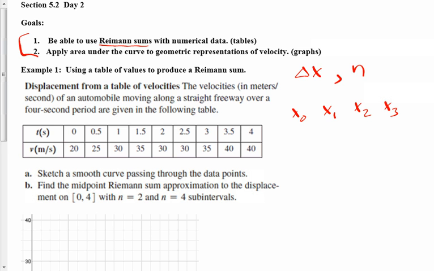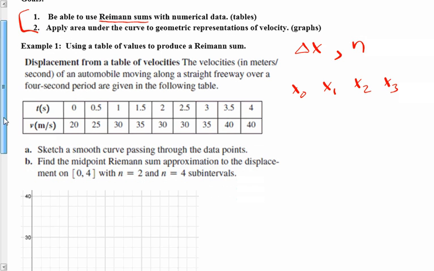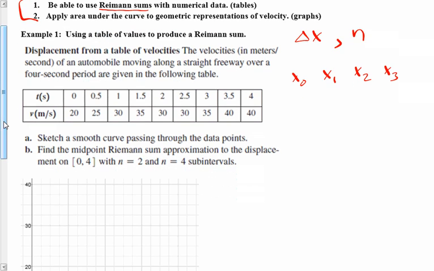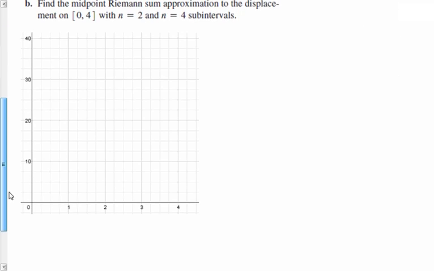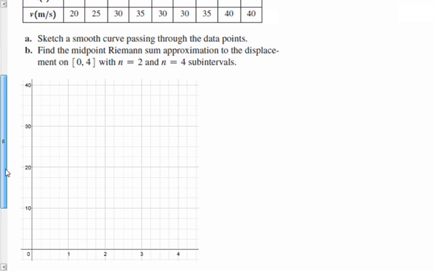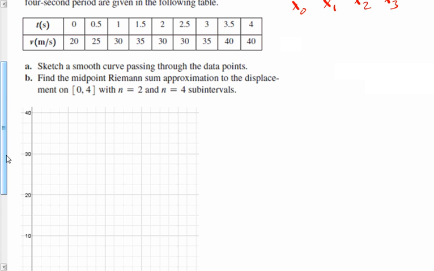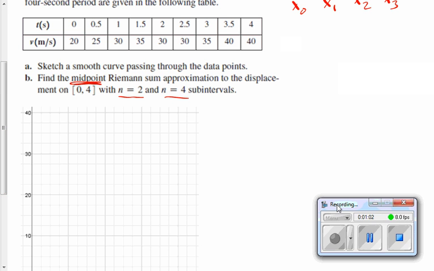So we are going to be given a velocity, and we talked yesterday about the relationship of velocity with displacement. So I'm giving you a table. Some of that data may be useful, some of that may be extra, but it's asking you to, number one, sketch a smooth curve passing through the data points. I've given you a grid there. I'll give you a couple of minutes to do that if you haven't done so already. And then we're going to draw some pictures, and we're going to do midpoint Riemann sums for n equals 2 and n equals 4. So I'll give you just a minute to go ahead and get started on that, and we'll come back.